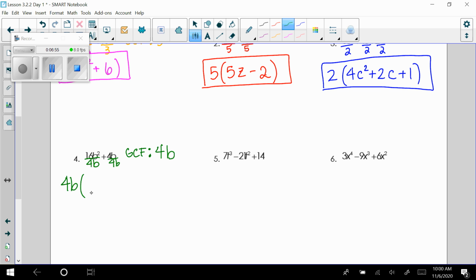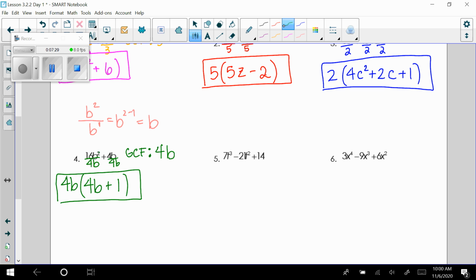So 16 divided by 4 is just 4. And then b squared divided by b. So remember, when we divide numbers, we subtract their exponents. So I would do 2 minus 1, which is just b to the 1, or b. All right, so this would be 4b. And then 4b divided by 4b is just 1. So that would be your final answer.